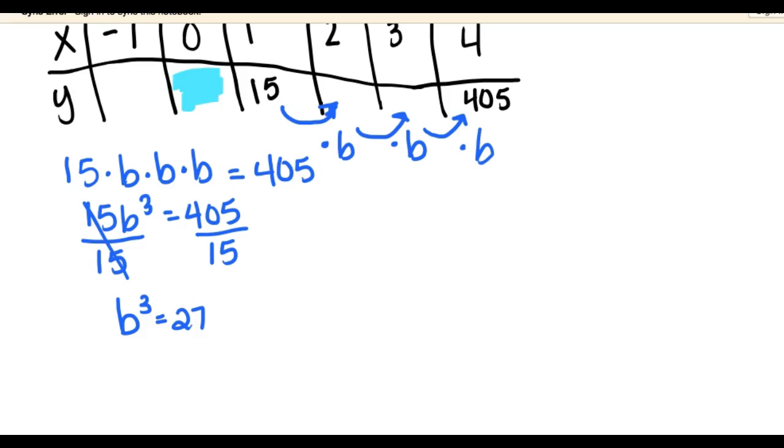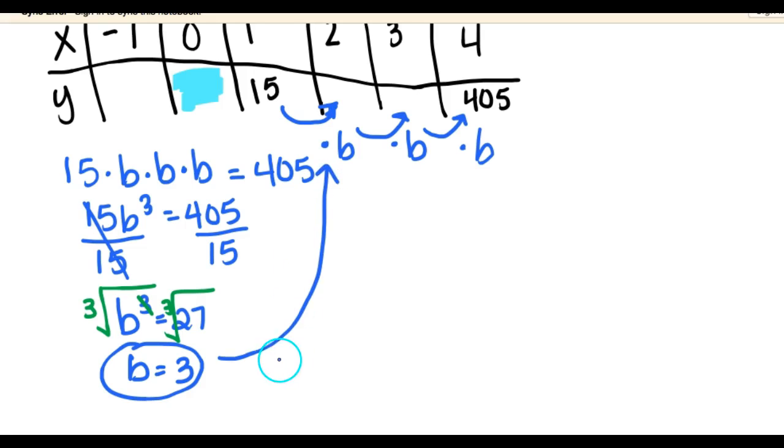Now remember, the opposite of something to the third power is taking the third root. It's just like if we were doing multiplication, the opposite is division. If we were doing addition, the opposite is subtraction. All math has opposites, which is one of those wonderful things. So we're going to take the third root to get rid of that 3 above it. And we have to ask ourselves, what times itself 3 times is going to give us 27? So B equals 3.